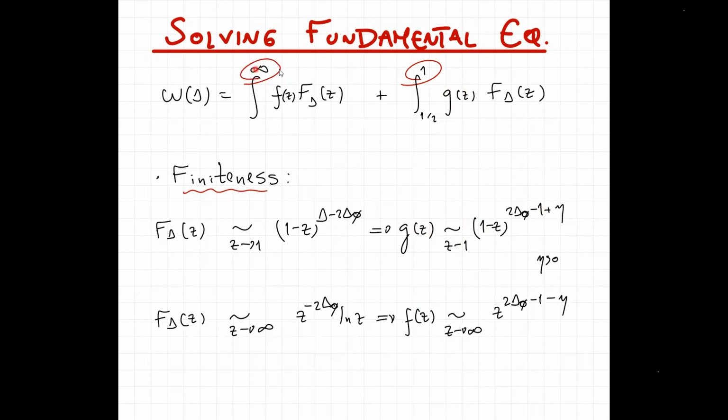Similarly, at infinity, if you look at the behavior of F at infinity, then it decays like one over z to the delta phi. And so this also requires an appropriate behavior on F. And you can see that this behavior is violated by our solution. So if I set delta phi equals 3/2, that no, so actually this one is fine. It's this one that will get violated.